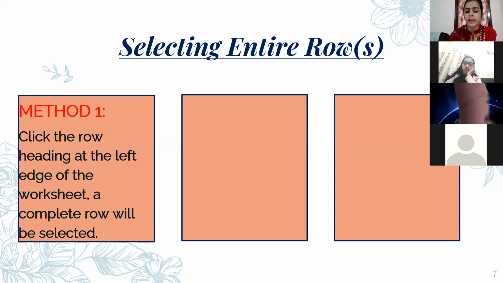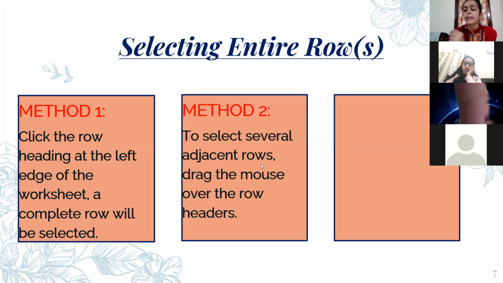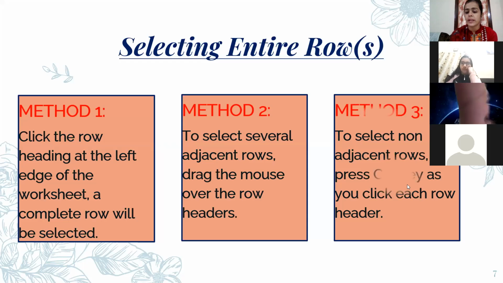Second method you have is when you want to select adjacent rows. Adjacent means continuous. When you want to select the adjacent rows, at that time drag the mouse over the row headers. Row headers again I have already explained 1 2 3 4 जहाँ पे row की numbering की होती है. Clear?